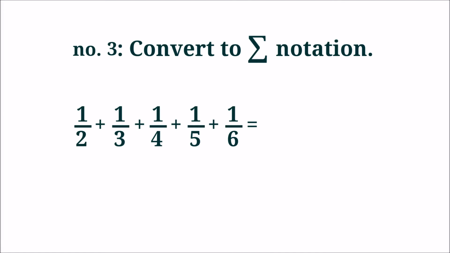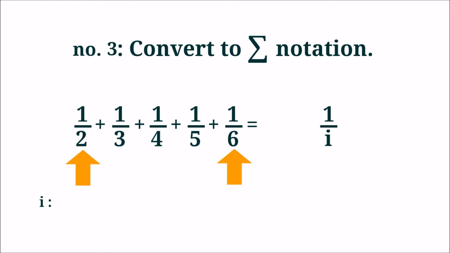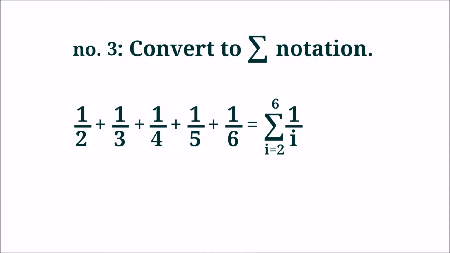Okay, third problem. Well, first we have to identify the summation function. So inspect the terms and see that they are all reciprocals of the index. So it's 1 per i. Then we examine the lower and upper limits from the first and the last terms, and we get 2 and 6. So we know that it's the summation of 1 per i, where i is from 2 to 6.